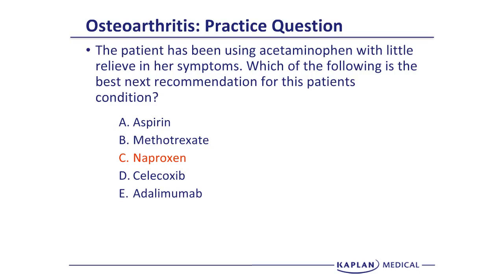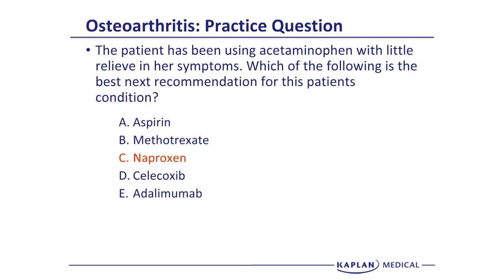So adalimumab, which is a tumor necrosis factor alpha inhibitor, is used for patients with inflammatory conditions that have joint pain, but osteoarthritis is not an inflammatory condition. So if the patient's joint pain does not resolve or does not improve with acetaminophen only, then you can go ahead and also use an NSAID as an alternative choice to acetaminophen in these patients.